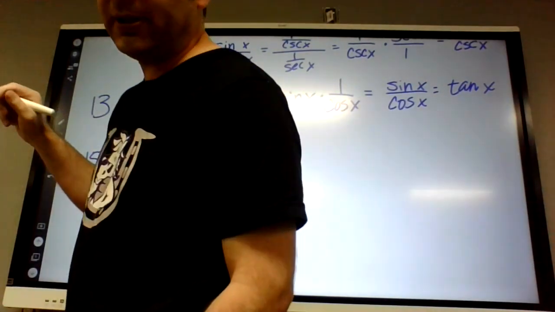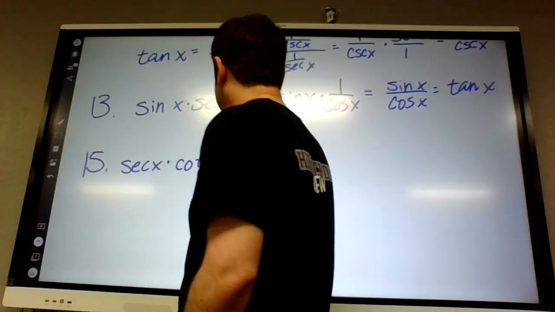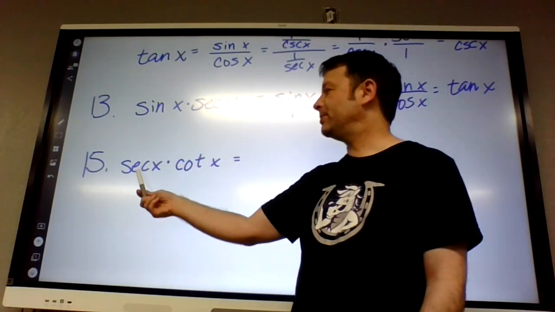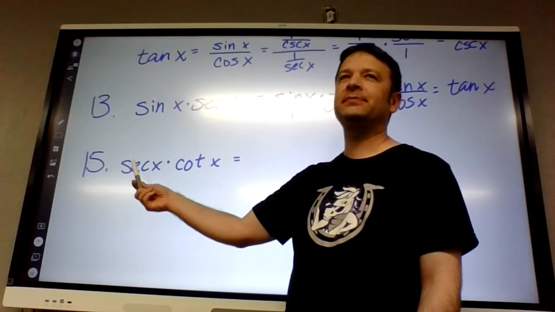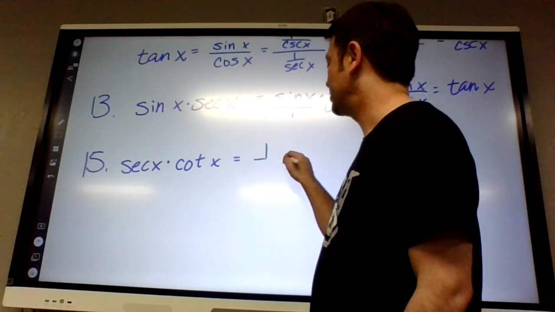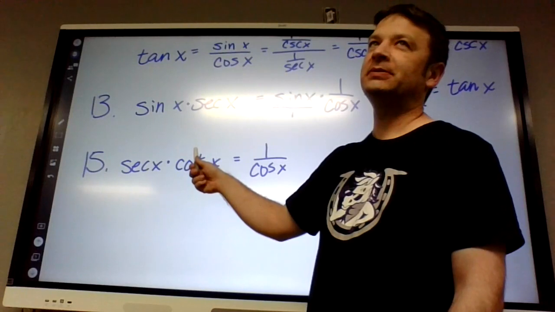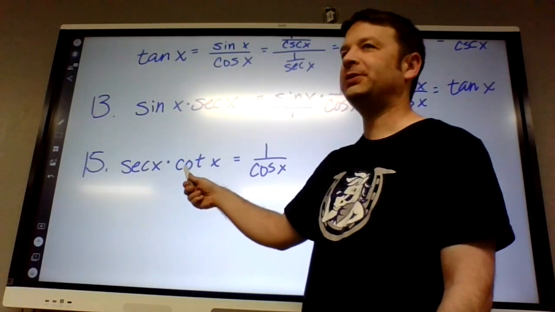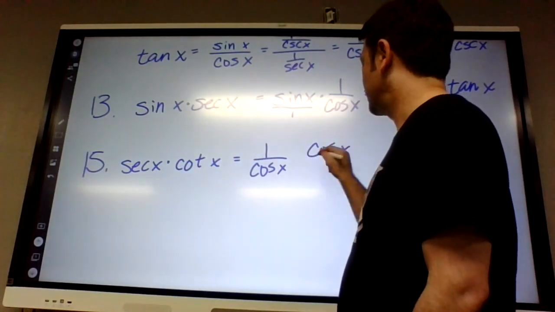So, even if you don't really know exactly what's going on, basically you just use all the transformations you need. So what do we know secant can turn into? We just did it up here. 1 over cosine. What does cotangent turn into? Cotangent turns into cosine over sine.